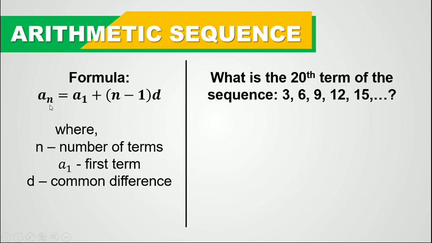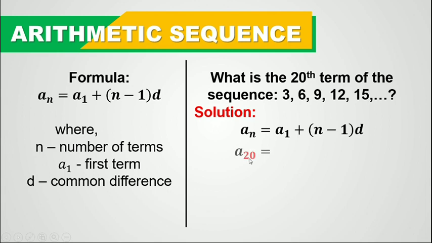So what is a sub n? The n here is the nth term that you are going to find. It's the 20th term, so a sub n would be a sub 20. This tells you which term you are looking for. And then, a sub 1 is 3. That's the first term, and 3 here is the first term of this sequence.